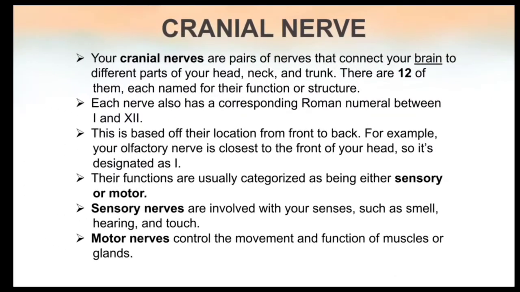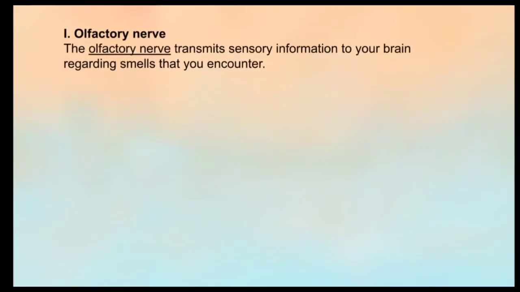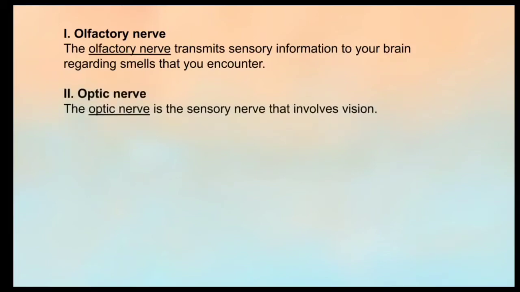Ito yung word na efferent. So first is the olfactory nerve. The olfactory nerve transmits sensory information to your brain regarding smells that you encounter. So, olfactories, ito ay tungkol sa ating nose. Kung ano yung mga na-smell natin, ito ay dadalhin ng ating sensory information sa ating brain.